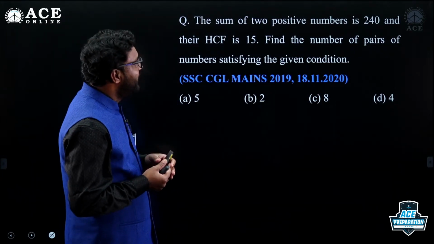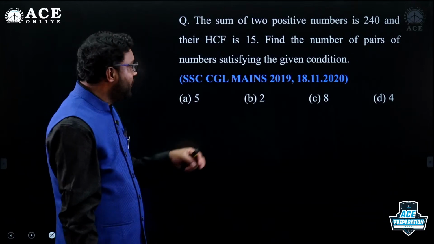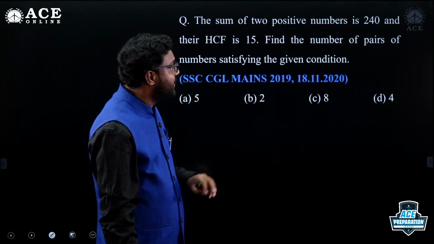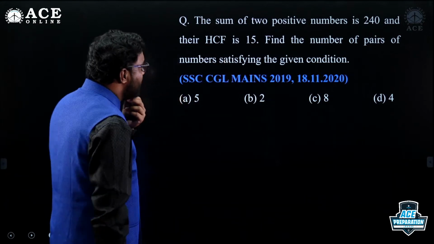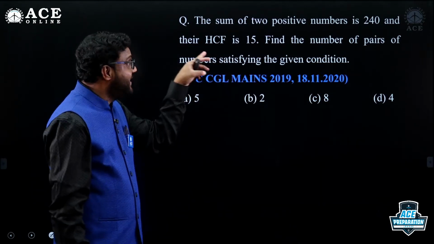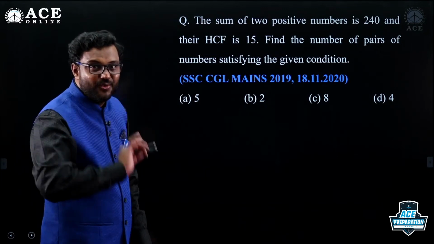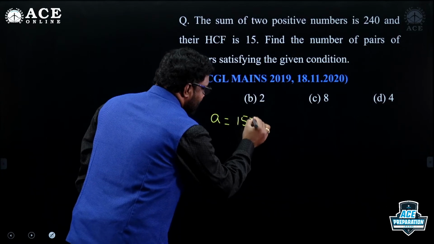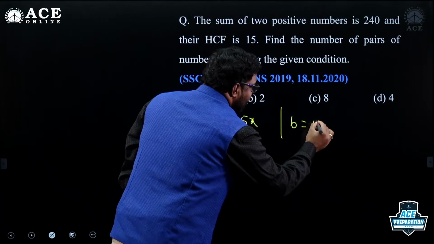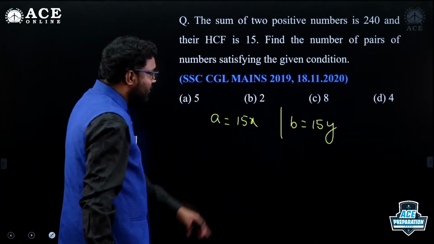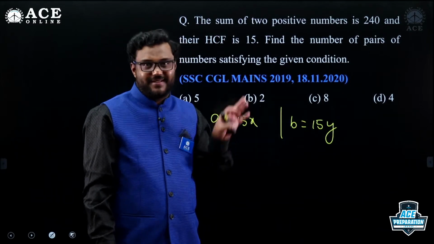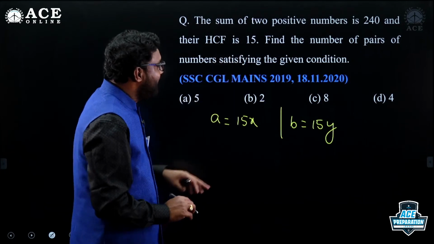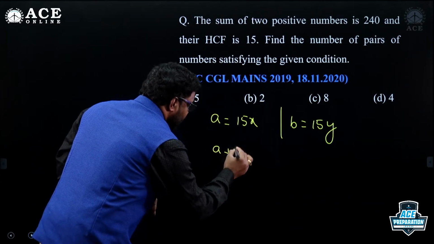See this question. Sum of 2 positive numbers is 240. This is a previous CGL question, SSC CGL previous paper given in 2019. Sum of 2 positive numbers is 240 and their HCF is 15. Now what are the 2 numbers we have to write down? A is 15x, B is 15y, HCF is 15. So those 2 numbers must be 15 multiples. Got the clarity? And they given A plus B is 240.